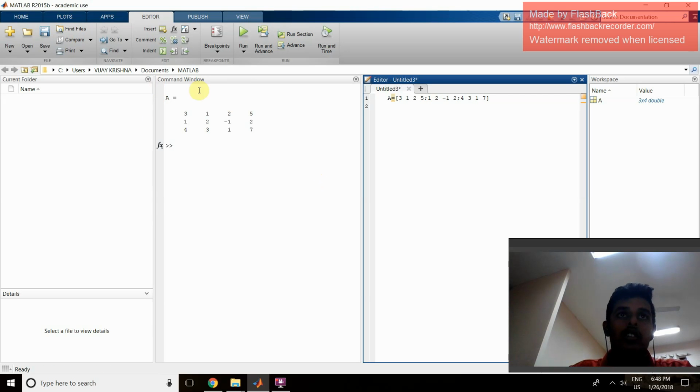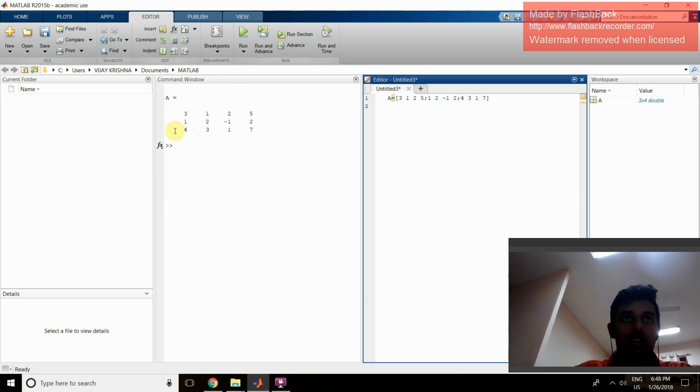Everyone, our aim is to find the row reduced form of the matrix A. To find the row reduced form of the matrix A, we must consider a pivot. A pivot is an element, the first non-zero element on moving from left to right in the row. So now in the first row, 3 is our pivot.